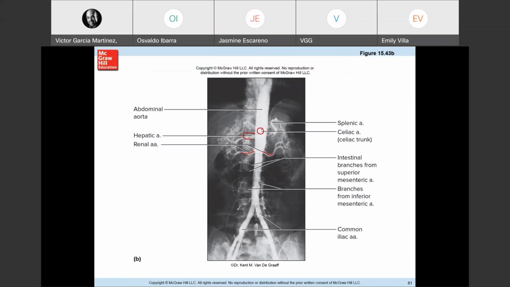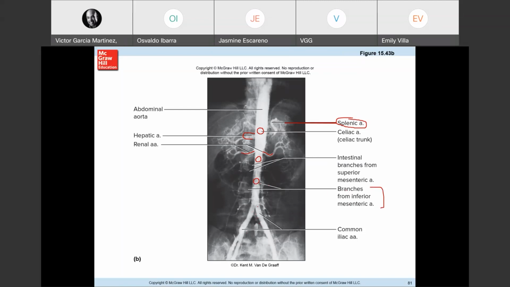And this one is going to be the origin for some arteries such as the splenic artery and the gastric artery. This is for the spleen, and the gastric artery is for the stomach. Then you have some branches of the superior mesenteric artery, and it's going to be for the small intestine, and some branches from the inferior mesenteric artery, and these are for the large intestine.